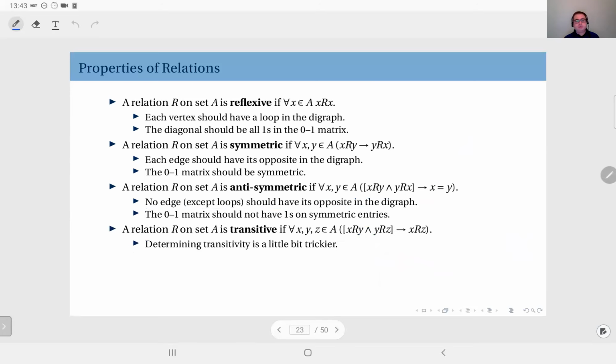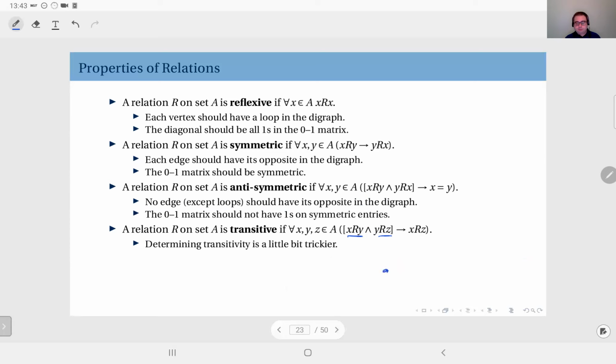And finally, the fourth property is transitiveness. A relation R on set A is transitive if for all x, y, z in set A, if (x, y) is related and (y, z) is related, this should imply (x, z) is also related.